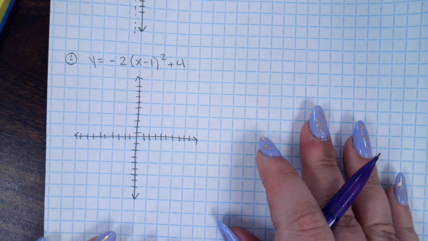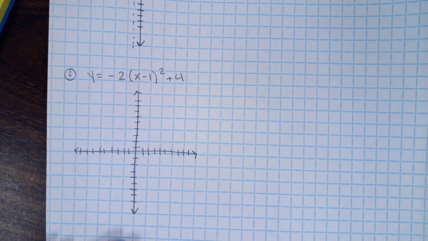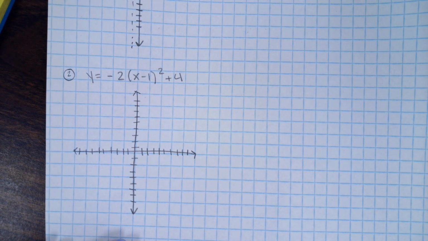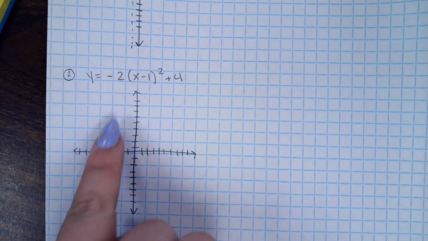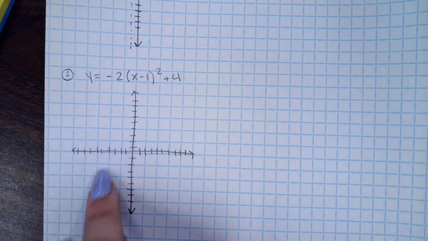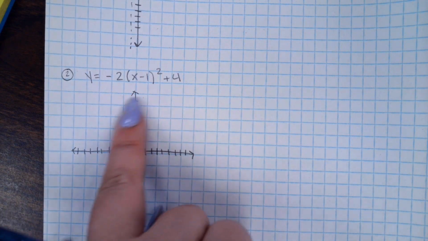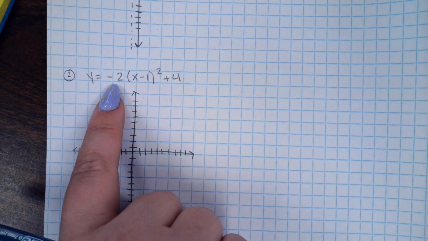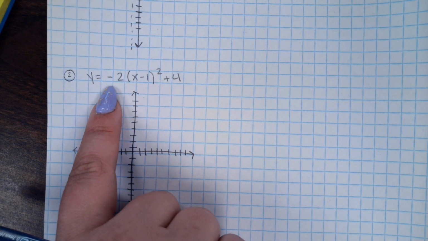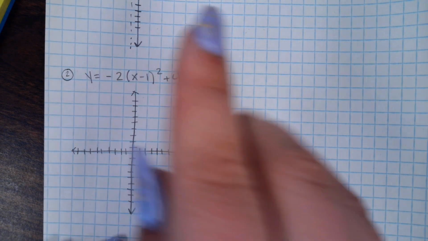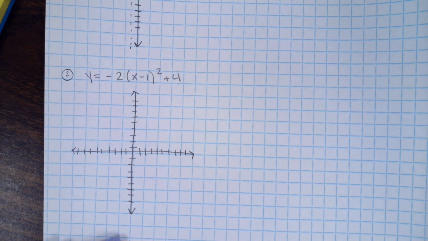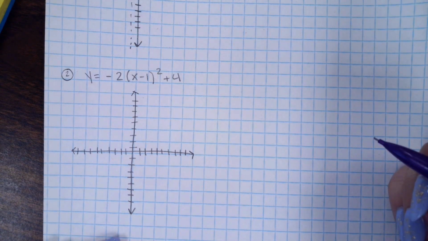All right, let's look at another example. All right, so y equals negative 2 times x minus 1 squared plus 4. So let's think about what our graph's going to look like. Well, our a is negative, so our parabola is going to turn down. And then the absolute value of negative 2 is positive 2, so that shrinks our graph. So our parabola is going to be down facing, and it's going to be a little skinnier than normal.